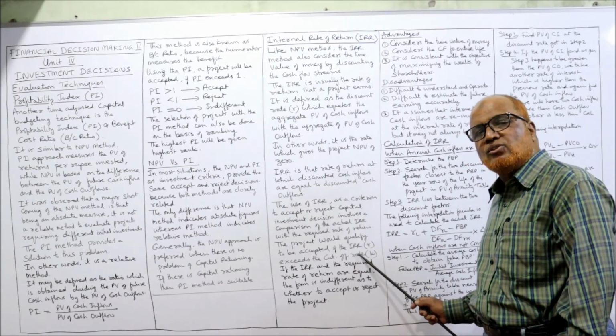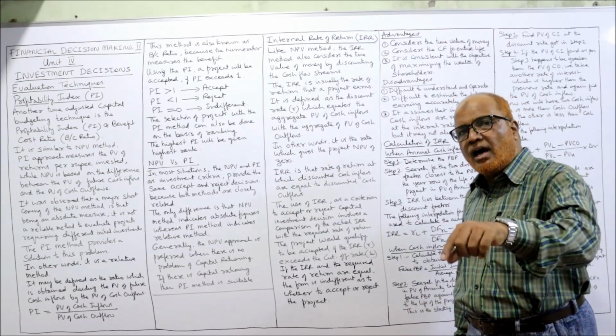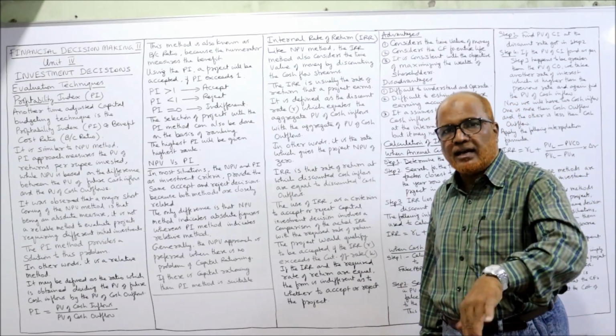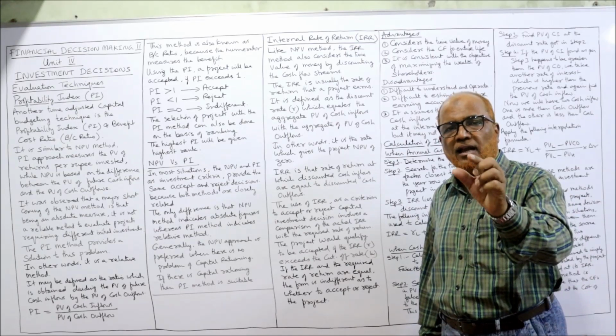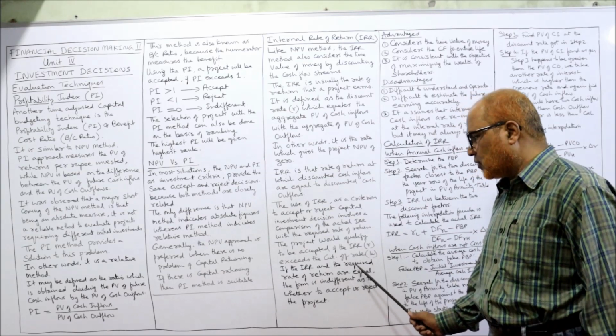Cutoff rate means cost of capital. It is abbreviated as K. If R is greater than K, accept the project. If the internal rate of return is more than the cutoff rate, accept the project.